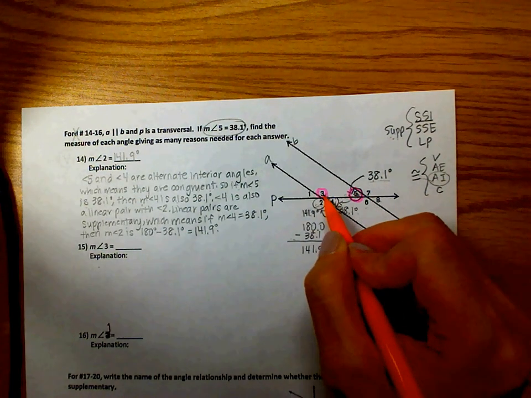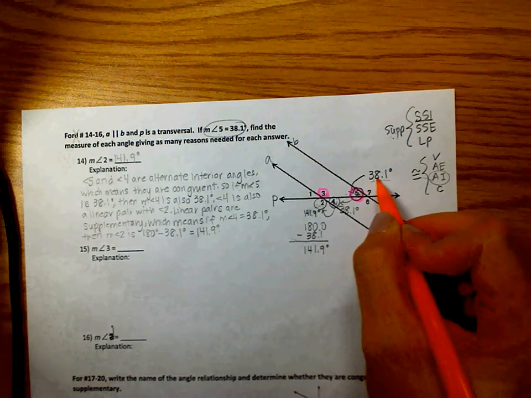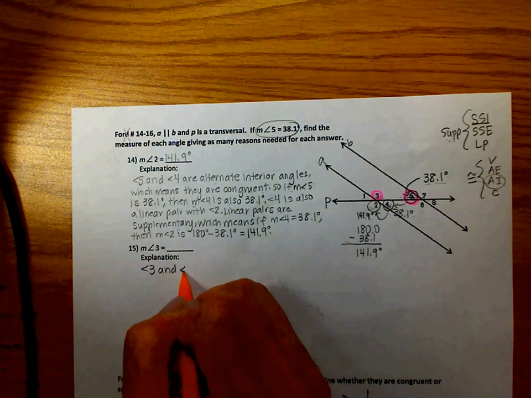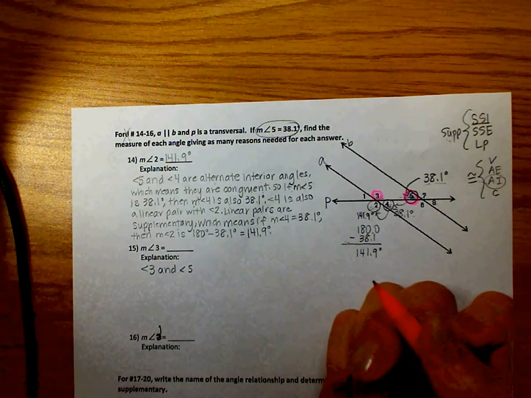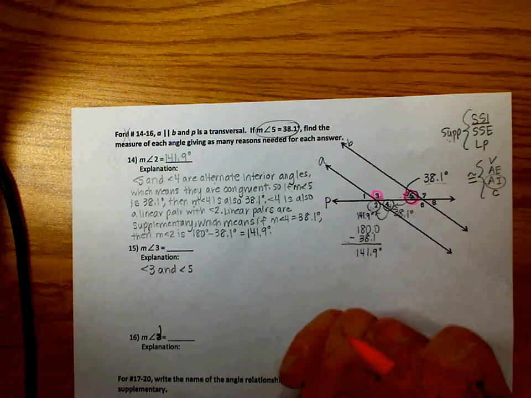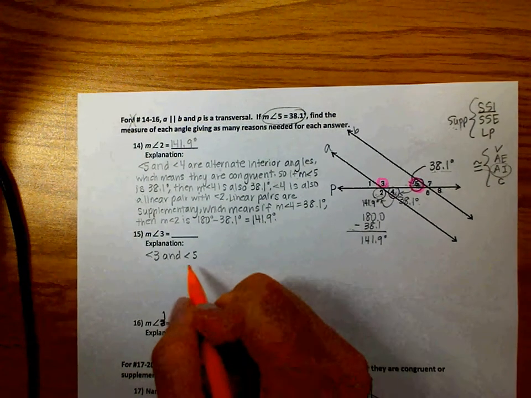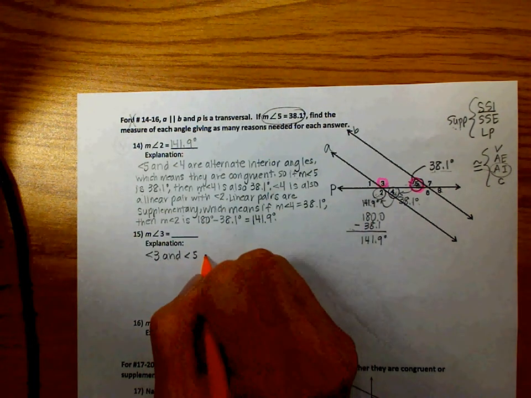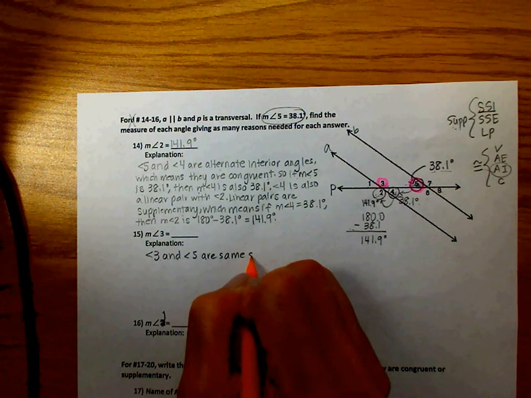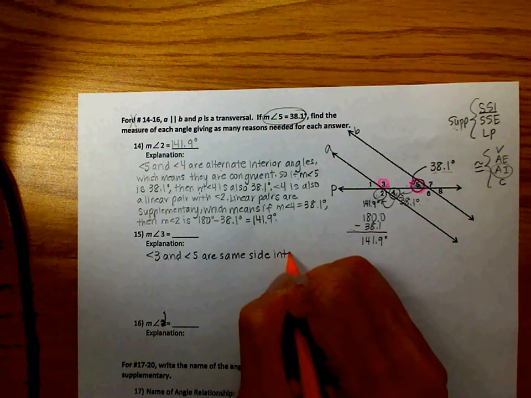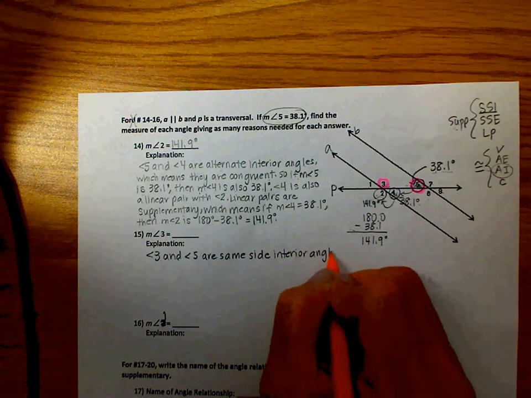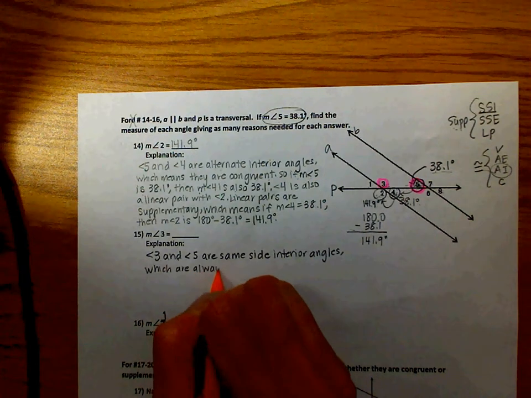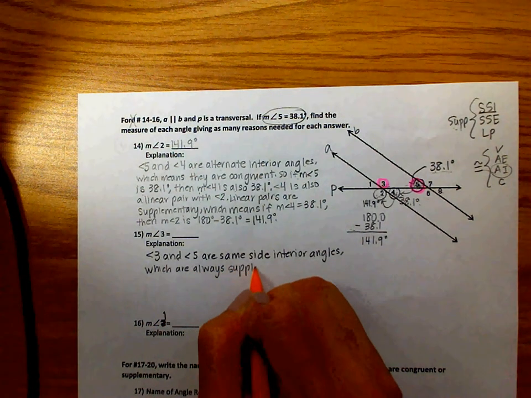We'll start with angle 3. Now my writing here might be slightly different from what we did in class because often during class I'm asking you to give your input. So as long as it's similar, it's fine. So angle 3 and angle 5, I'm going to state that they are same side interior because I'm going to be using that relationship. So same side interior angles, which are always supplementary. Remember this: same side interior, always supplementary.